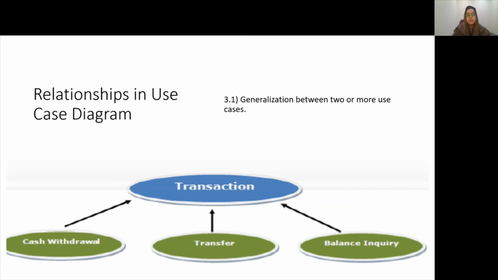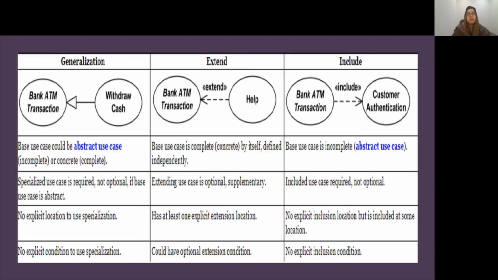In this figure, all these three use cases are types of transactions. They are being generalized. Hence, they all require customer authentication. But all three vary in nature, such as cash withdrawal will be deducting the amount from the customer account, whereas balance inquiry will only be checking the amount available in the account.